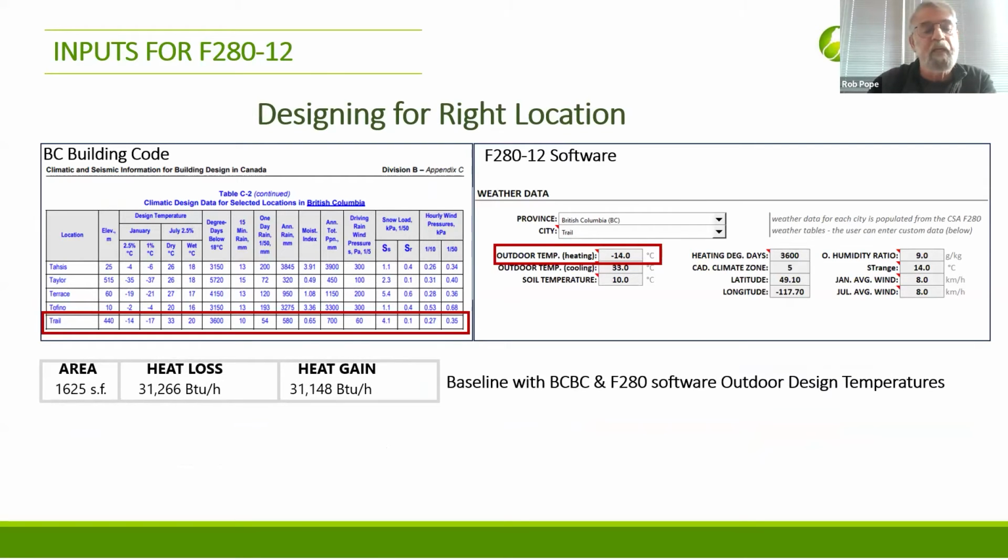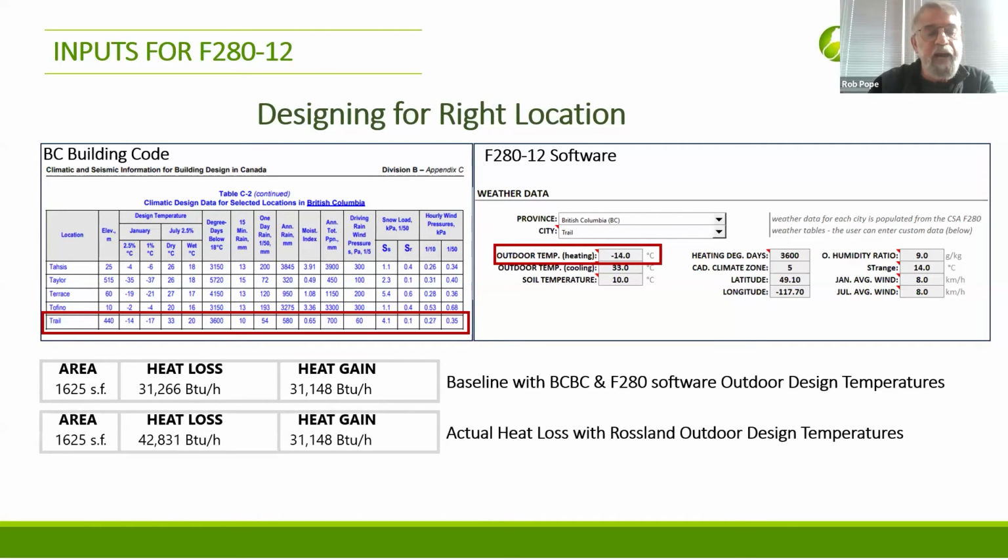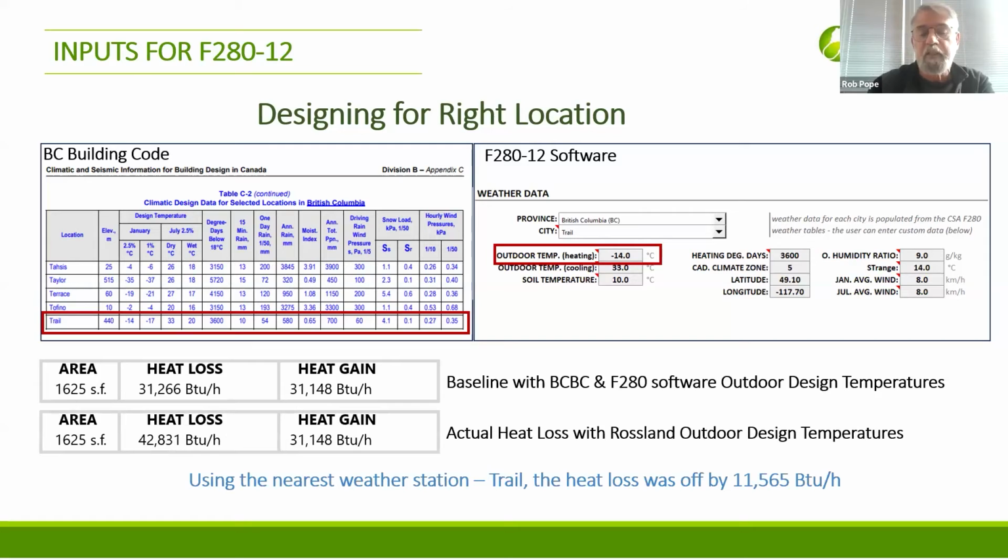Here is the heat loss and heat gain using the climate data from the BC Building Code or the F280-12 software or the Hot 2000 software. Pick one. When the actual heat loss using the actual design conditions in Roslyn gives you a whole different picture, as you can see here. It doesn't affect the heat gain, but the heat loss is substantially affected. It's 11,500 and change difference, so it matters.